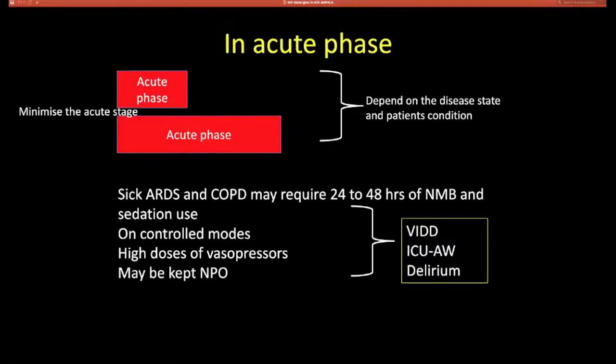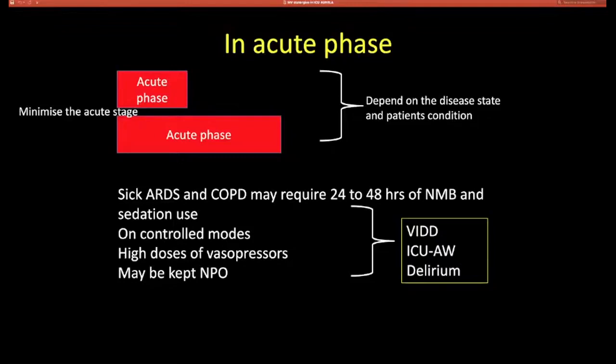We generally tend to paralyze them for 24 to 48 hours. But if you are able to passively manage the patient with sedation, it can be done. On control modes, preferred mode is volume control. High dose of vasopressors may be required. And when patients are having hypotension in the first 24 hours, we don't tend to feed them. Maybe we may have to prone them also, ARDS patients. So generally in the first 24 hours.